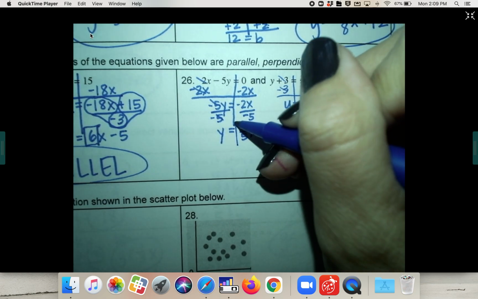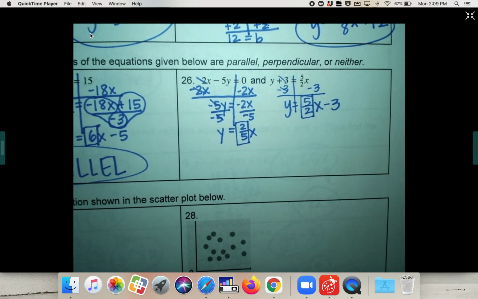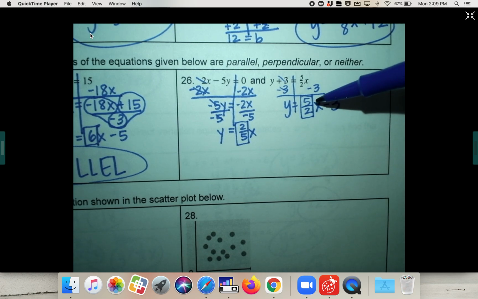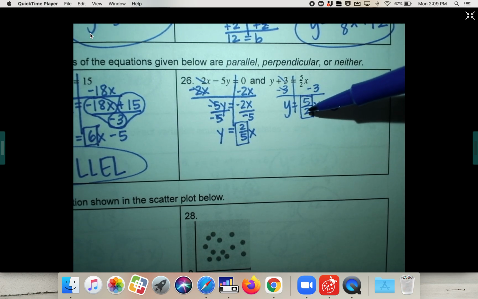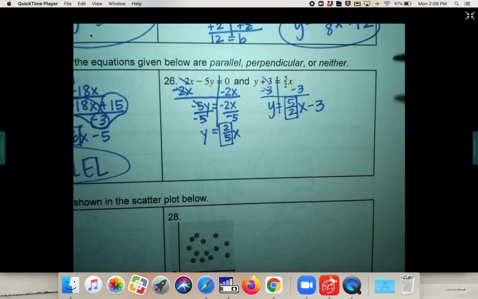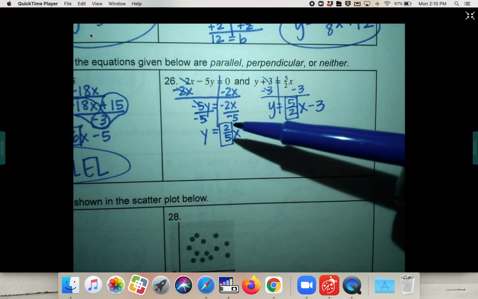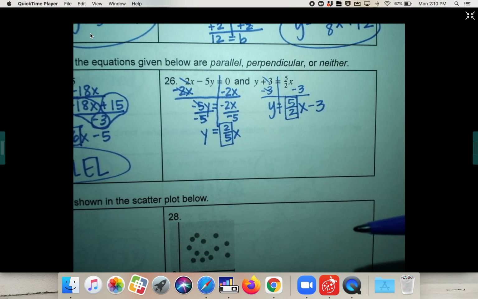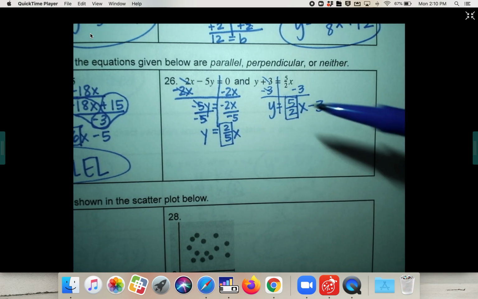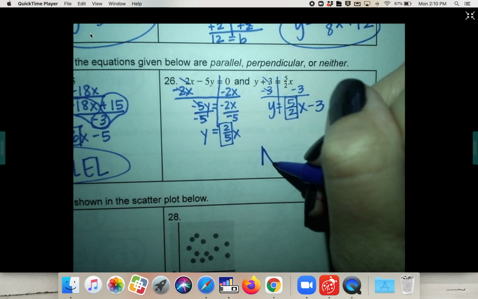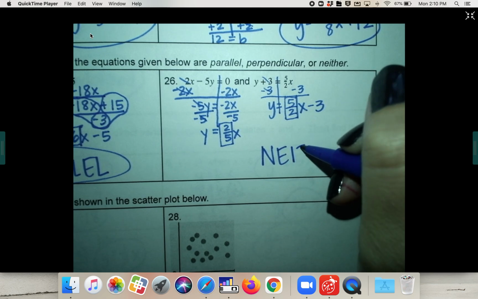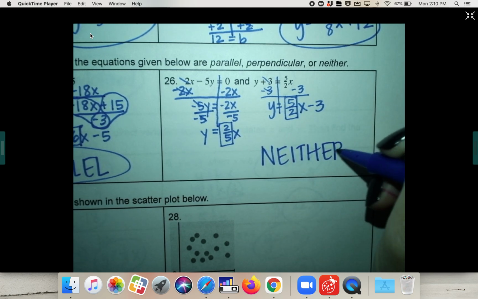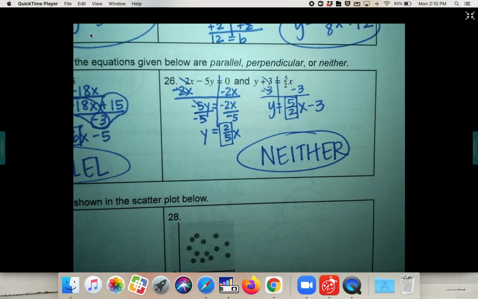So this slope is positive 2/5, and this slope is positive 5/2. So I can see how someone might think it's perpendicular because we did use the reciprocal. However, it's not the opposite and reciprocal. They're both positive. So this is actually neither. I, again, don't know why I wrote so huge.